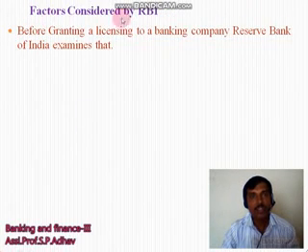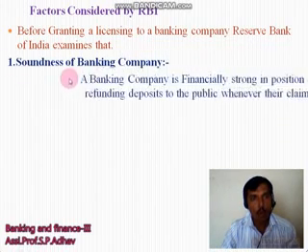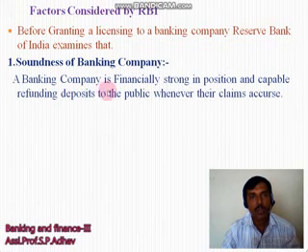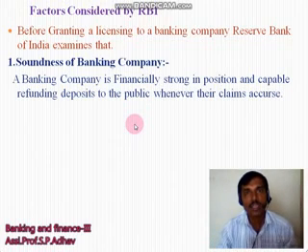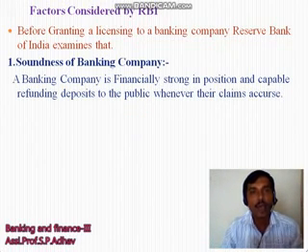Next, before granting the license to a banking company, the Reserve Bank of India observes some things and then sanctions the license. First, the soundness of the banking company: the banking company should be in a financially strong position, capable of refunding deposits to the public whenever they claim. So the economic condition of the banking company should be strong, and the management is looked at by the RBI.